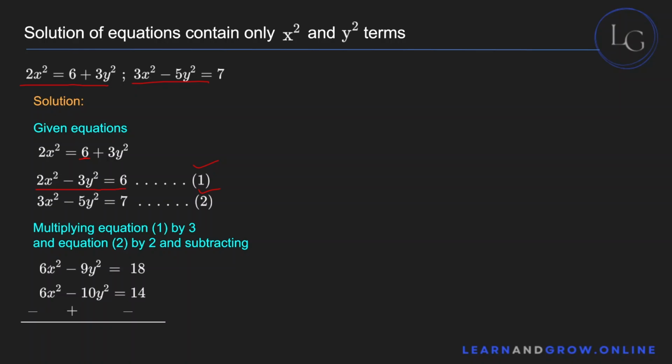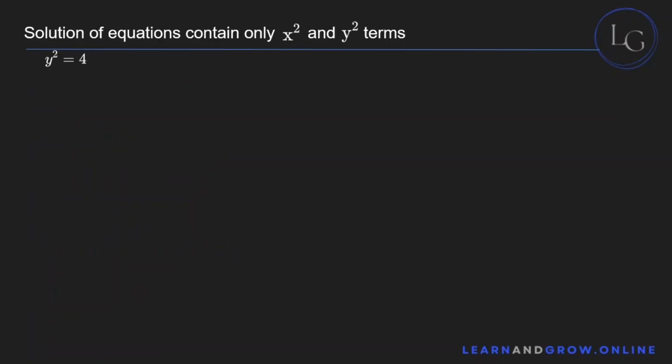So 6x squared subtract 6x squared, and this cancels out. This minus 10y squared becomes plus 10y squared because this minus sign is multiplied with a minus sign since it's being subtracted. So this now becomes minus 9y squared plus 10y squared, so this becomes y squared over here. And this becomes 18 minus 14, and that becomes 4. Now, y squared is equal to 4. y is equal to positive 2 and negative 2. Obviously, because the square root of 4 is equal to positive 2 and negative 2.